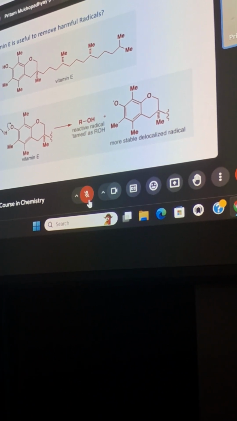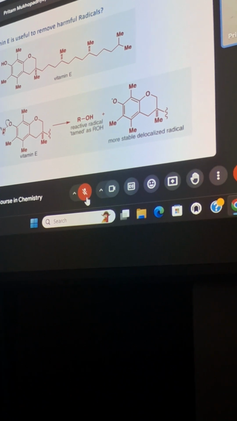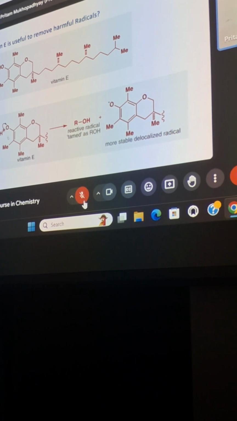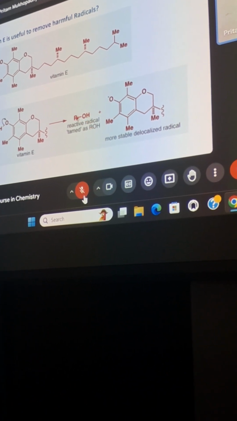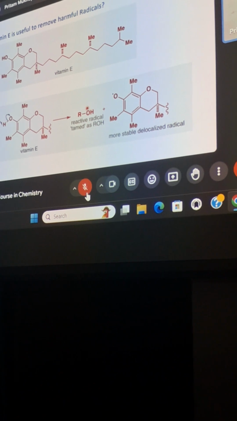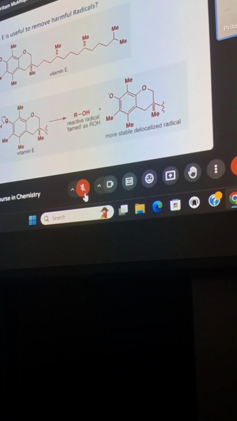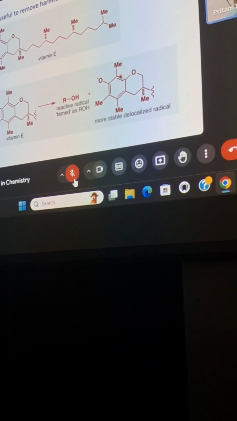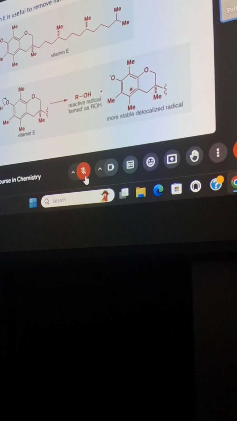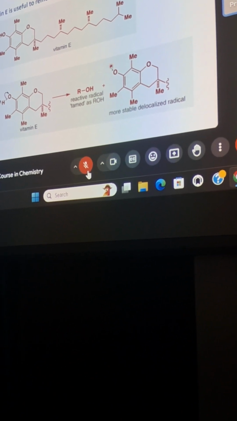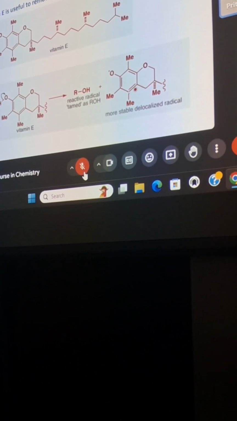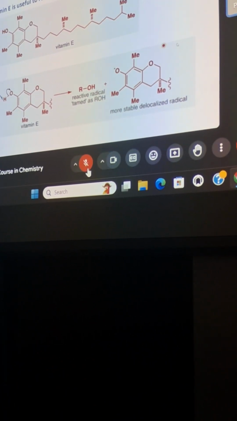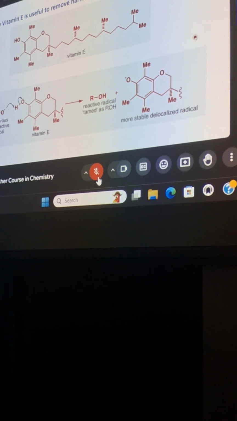So this reactive radical can abstract this hydrogen, and then this forms an ROH type of compound. This is a diamagnetic species, a stable species, but then this is a radical species. But then this radical, you can easily imagine, this spin can now delocalize over this ring, and this actually makes this vitamin E based radical much more stable, and that's the reason it does not undergo further reactions, and that's the reason it protects our skin further under much more stressful conditions.